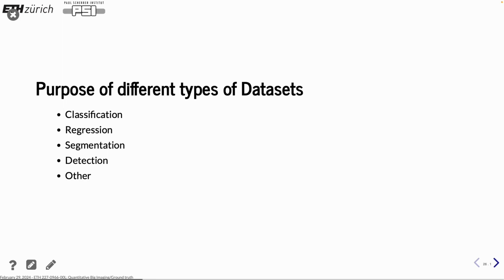Then the purpose of a data set is also very varying. So you have 4 main purposes listed here, but there could also be other things. The main 4 categories are classification: you want to say that this image is a dog and that image is a cat. Then you can do regression.